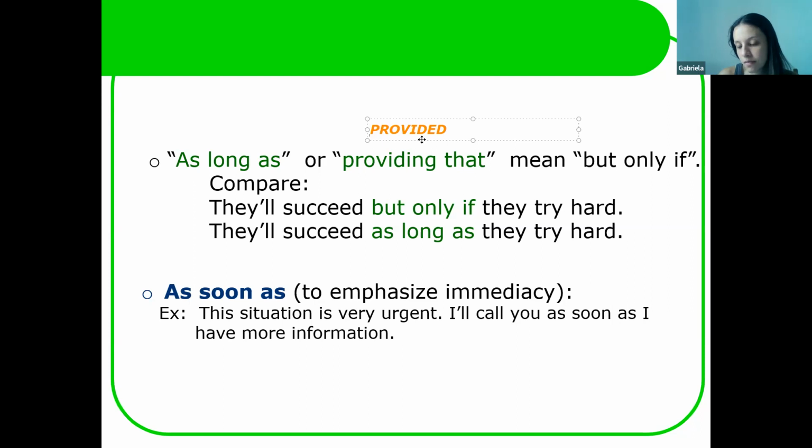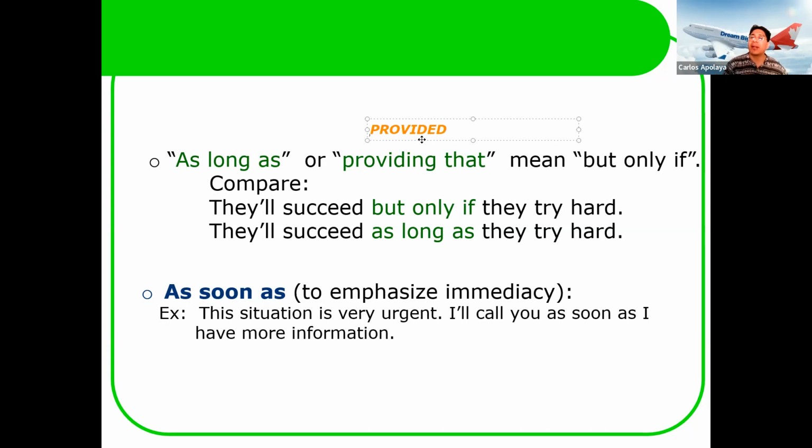Amazing. Then we have as soon as. As soon as, tan pronto como. Okay? You use this structure in the first conditional. Recuerda que para la cero condicional usamos el when y el if, ¿cierto? Listo. El if es menos frecuente que el when. En la primera condicional utilizamos el as long as, providing that, provided, but only if y el as soon as.